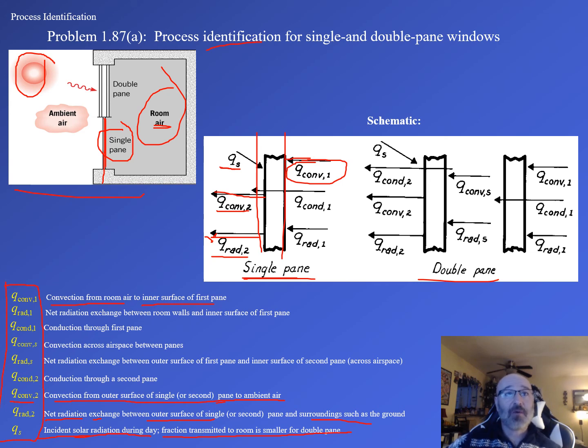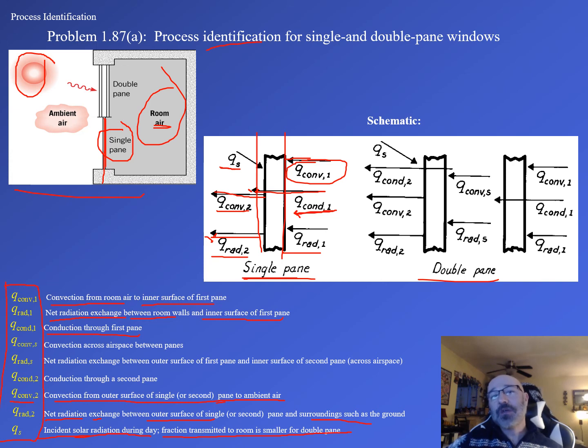Perfect. Now we'll go down here to the conduction term, our Q conduction 1 right there. We can see it is conduction through the first pane. So we can see conduction is going through right there. Absolutely. And last, we have our Q radiation 1 right there. So we come down here to our Q radiation. Now this is a net radiation exchange between the room walls and the inner surface of our first pane right there. So there's that term right there.